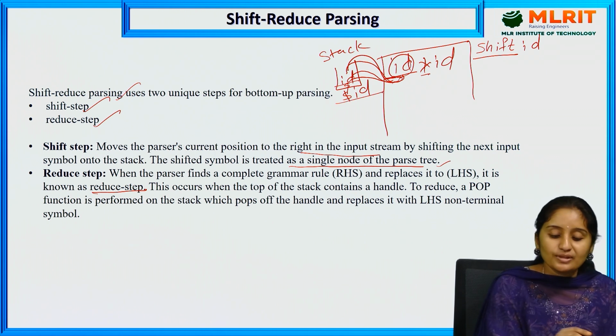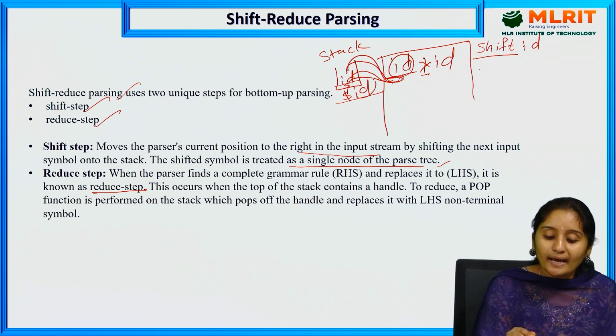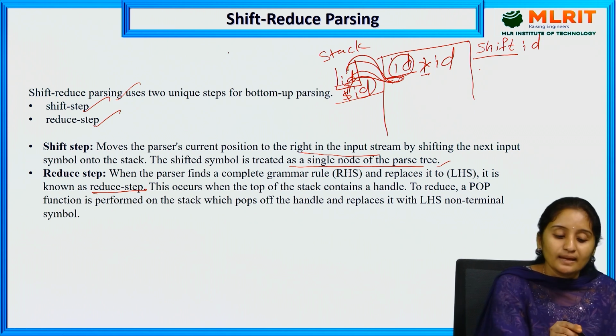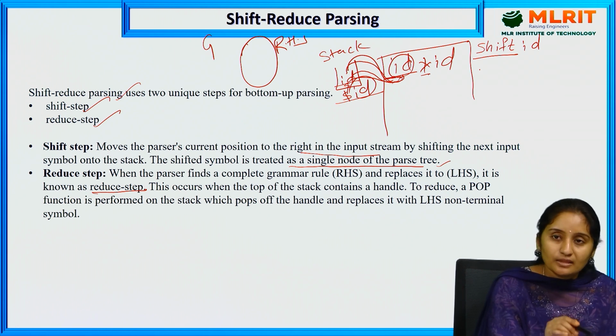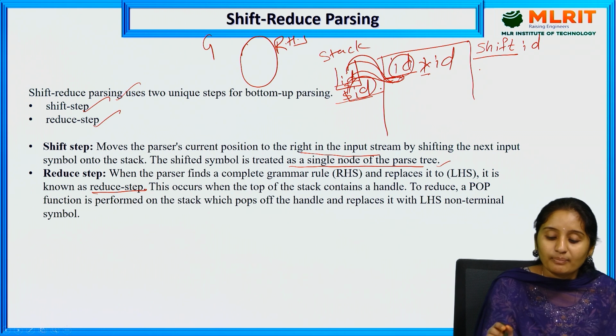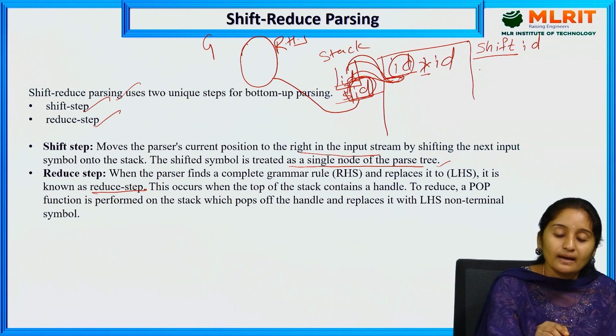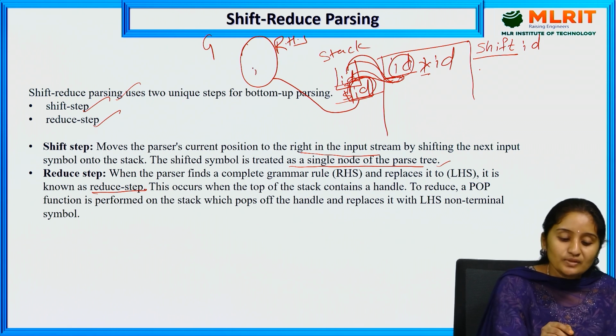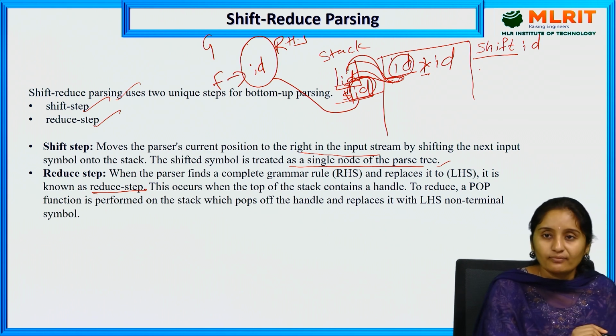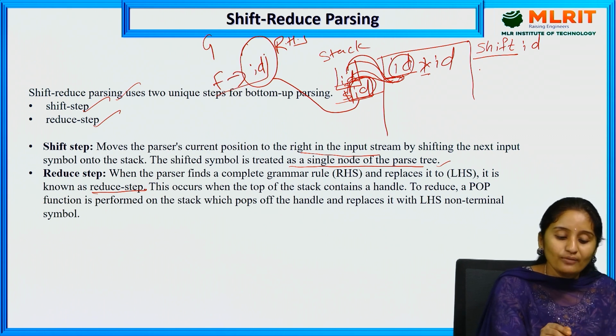Now what is reduce? The reduce step checks whether this ID is present in the rightmost part of my grammar. The grammar consists of productions. In the productions, the symbol which is shifted onto the stack, we check whether it is present in the RHS part of the production. If it is found, for example, F tends to ID, this is my grammar.